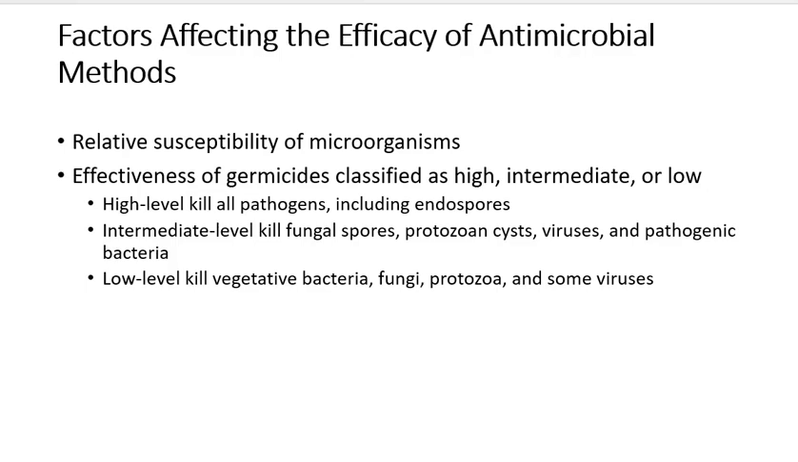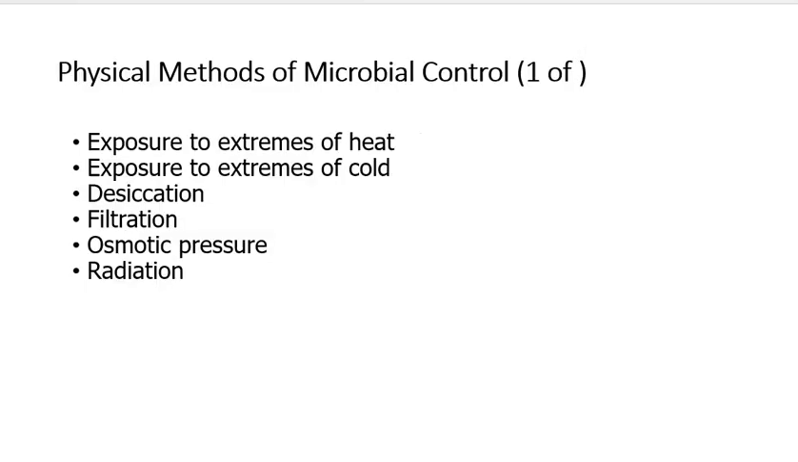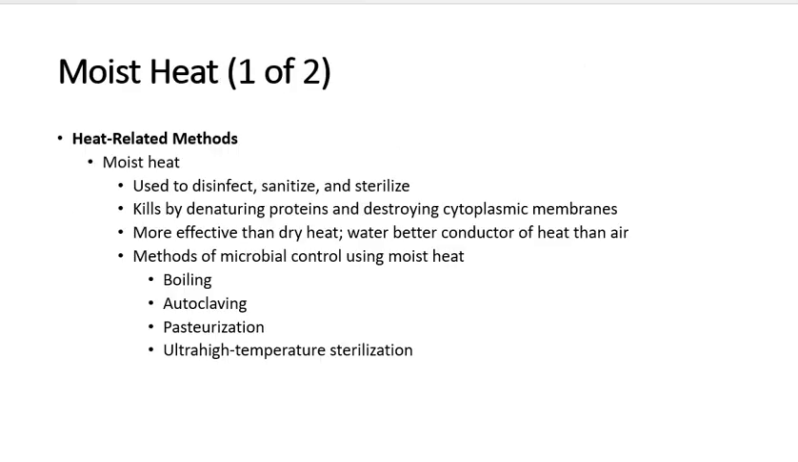Okay? So when you look at it, we have different ways of doing this. We have physical and chemical controls. First of all, we're going to go over the physical methods. We can expose them to extremes of heat, extremes of cold. We can take the moisture out or desiccate them. We can filter them using very, very tiny little pores. We can use a change in osmotic pressure, or we can irradiate them. Okay, so let's take a look at doing this by heat.